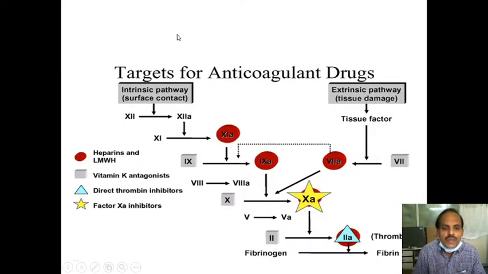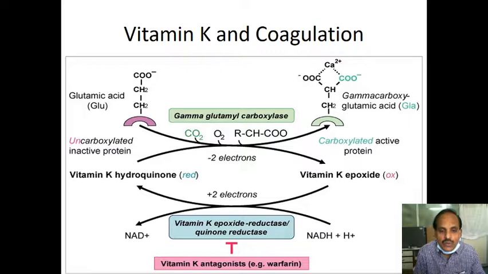Now, what could be the targets for anticoagulation? The targets could be at factor 12, 11, 9, 8, 7, 5, 2, anywhere. These are all the ways in which the factors could be targeted. I will go into that in detail later. Now let us see why we discussed vitamin K here.